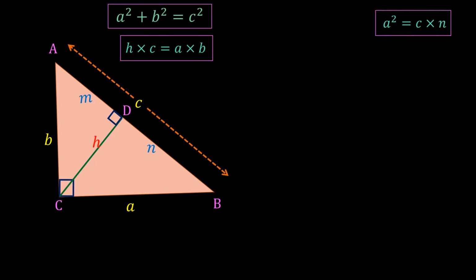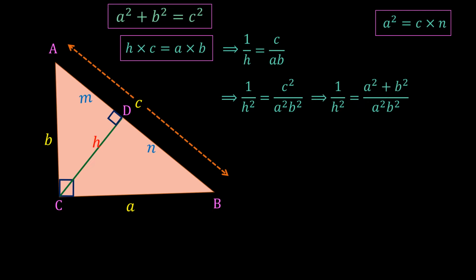And now from H into C equal to A into B, we can write 1 by H is equal to C by AB, and by squaring on both sides we get 1 by H square is equal to C square by A square B square. Already we know that C square is equal to A square plus B square. So 1 by H square equal to A square plus B square by A square B square, and from this we can split the fraction on the right side.